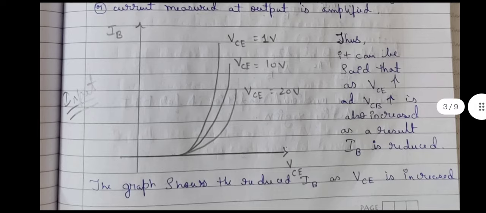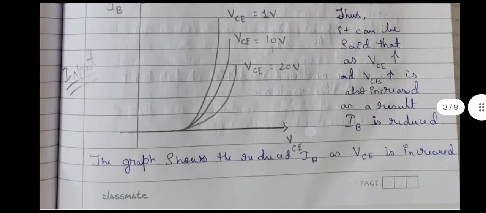So the graph shows that IB reduces as the VBE value is increased. Even in this region here also, the graph shows that IB reduces as VBE is increased, that is supposed to be VBE instead of VCE. I'm really sorry for that. So this is all about the input characteristics of the CE configuration.